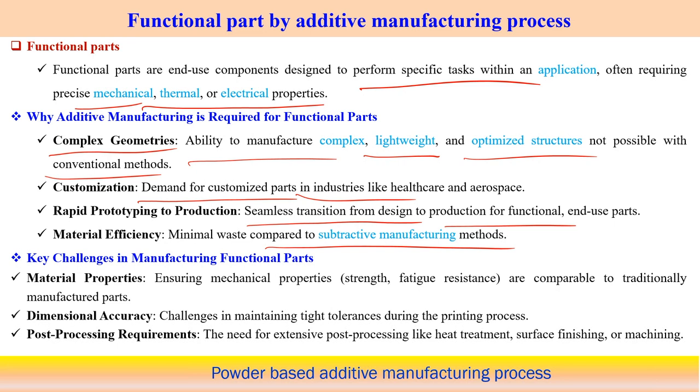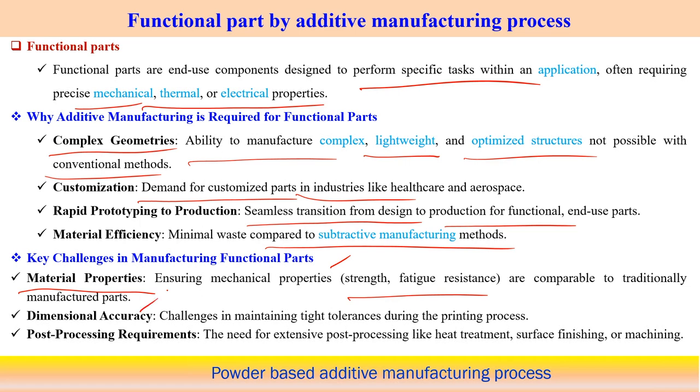But the key challenges in the manufacturing of functional parts are these. Material properties is one: ensuring the mechanical properties, the strength and fatigue resistance, are comparable to traditionally manufactured parts. In additive manufacturing we are adding material, but we have to ensure the strength is properly achieved and the fatigue resistance is sufficient as compared to the conventional manufacturing process. This is the main challenge associated with additive manufacturing components.